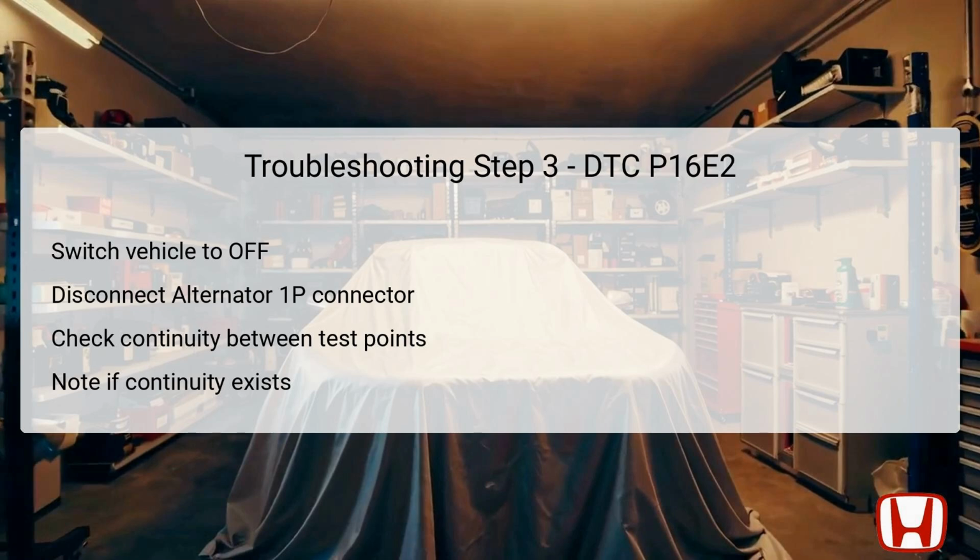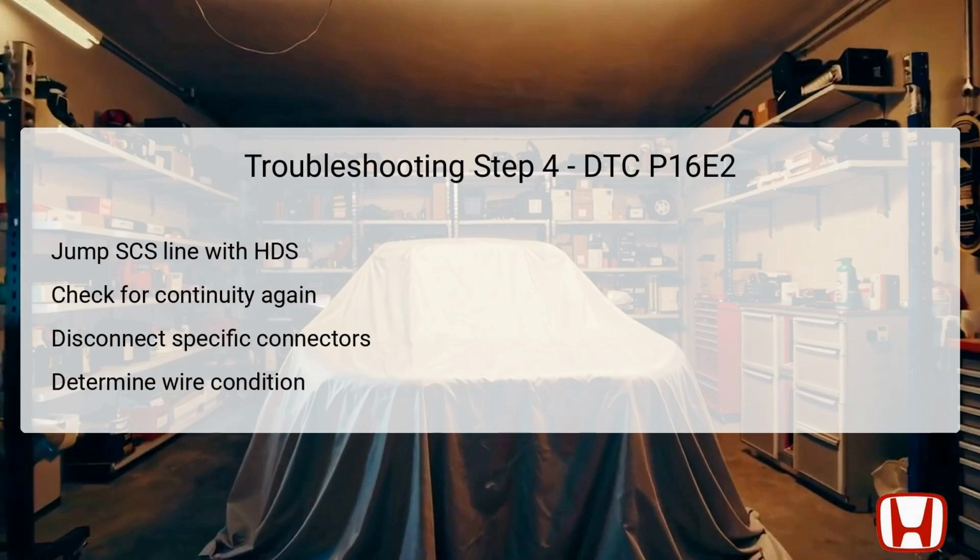The next task is to check for continuity between specific test points. Test point 1 at the alternator 1P connector number 1 and test point 2 at the body ground. If continuity exists, it confirms that the LIN communication pathway is intact up to this point, and it allows movement to the next step in the diagnosis. If continuity is absent, it indicates a potential wiring issue or fault, leading to further complications.